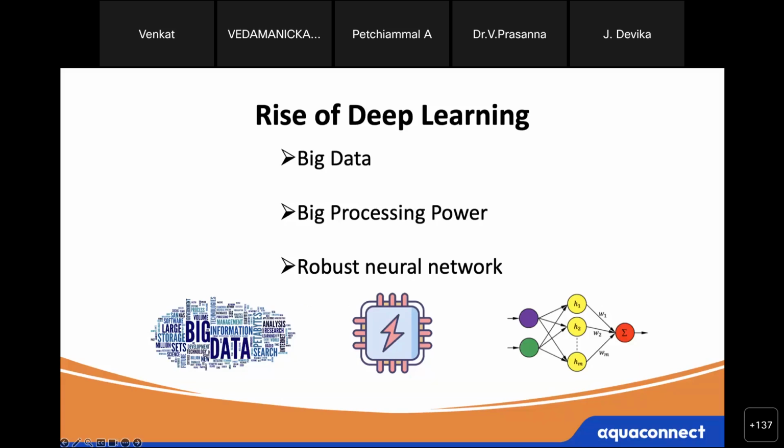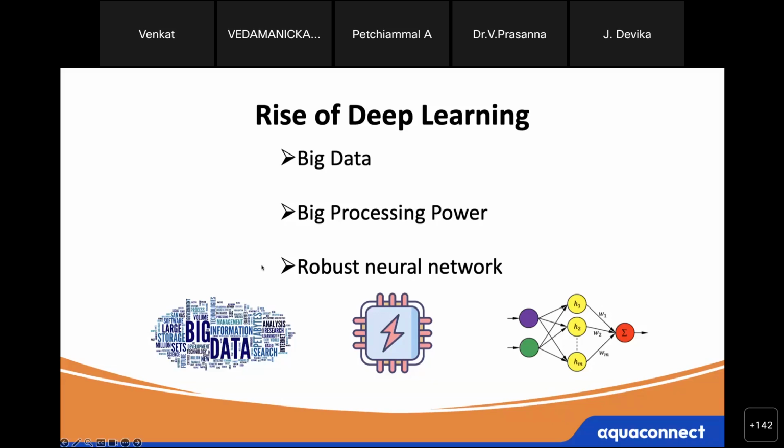And then one important factor: the last two decades have seen significant advancement in neural network algorithms, making them more efficient and accurate. For instance, the development of techniques like convolutional neural networks for image processing, recurrent neural networks, also known as RNNs, for sequential data, and transfer learning have revolutionized the field of deep learning.